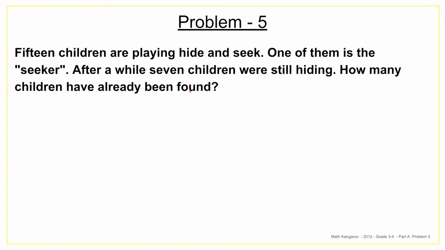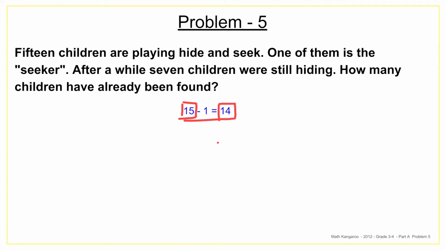That leaves 14 children who are hiding. So 15 minus 1 gives us 14. So the 14 are hiding. The 15th one is the seeker. So we remove 1. Now we know how many are total hiding.